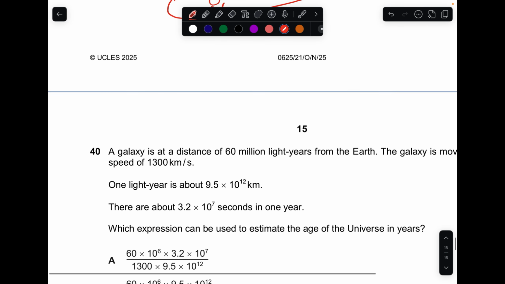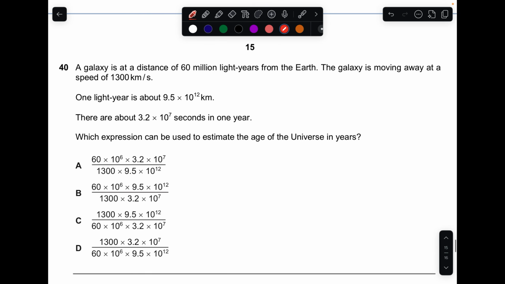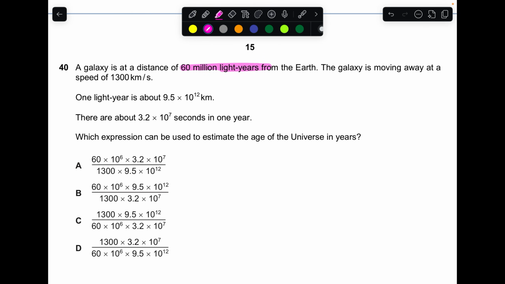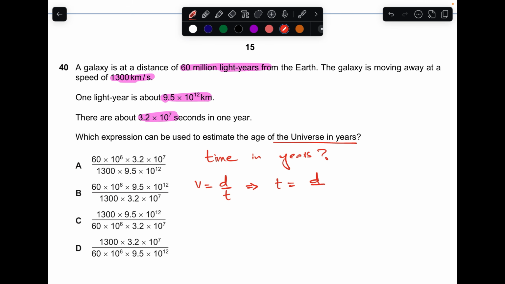For question 14, a galaxy is at a distance of 60 million light years from the Earth. The galaxy is moving away at a speed of 1300 kilometers per second. Okay, one light year is equal to this value, and there are 3.2 times 10 to the power 7 seconds in 1 year. Which expression can estimate the age? To estimate the age in years, you have to find time in years. So what relation do we have? We know that speed is distance over time. So you can write time is equal to distance over speed. This is the distance, this is the speed.